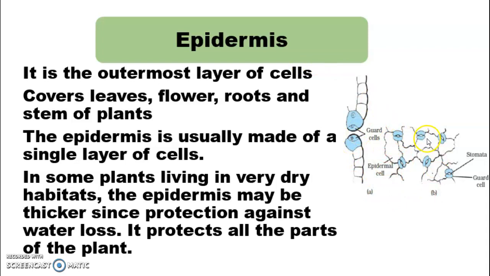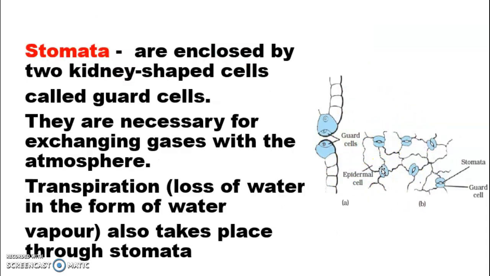This is the layer of epidermis which is present on the leaf. On the leaf epidermis there are small pores. These pores are called stomata. They are enclosed by kidney-shaped cells, known as guard cells. So what is the function of stomata here? Stomata are very necessary for exchanging gases with the atmosphere, and they are responsible for transpiration, that is the loss of water in the form of water vapor through the leaf surface. So here are two functions: stomata are responsible for gas exchange with the atmosphere and for transpiration, loss of water.